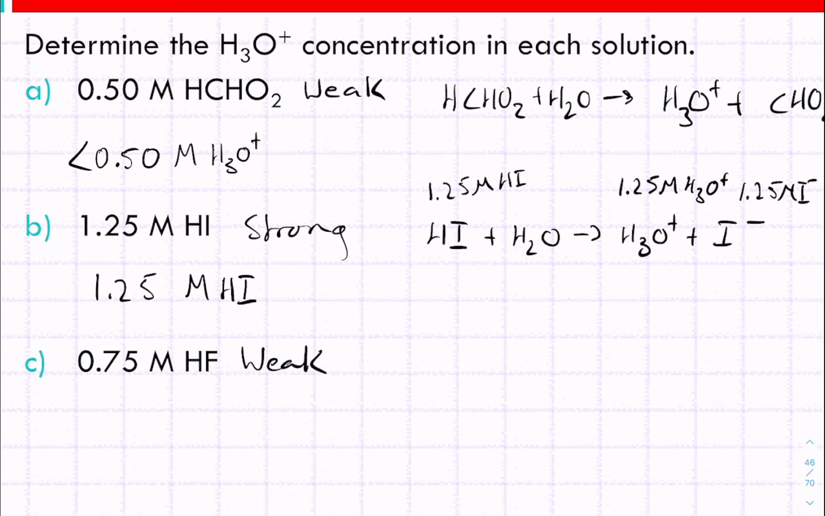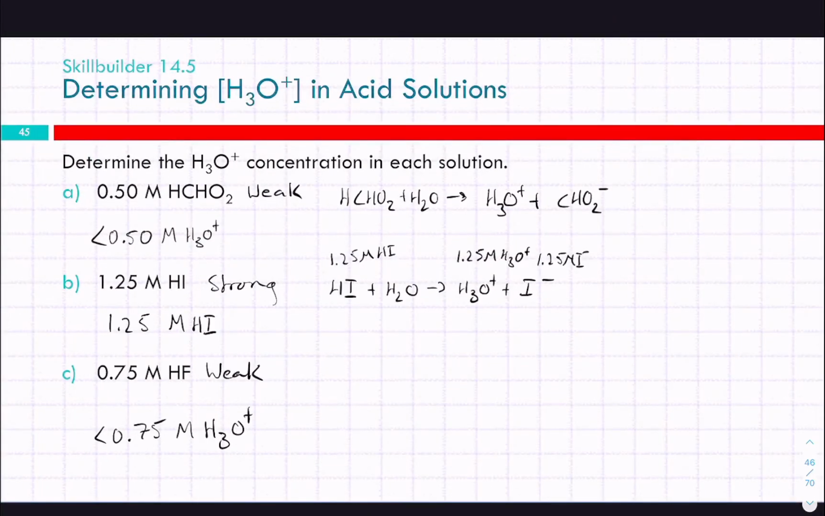Okay, so for hydrofluoric acid, we have another weak acid. So what's the concentration of the H3O plus for that weak acid? Would it be less than 0.75? And we're saying it's less because it's a weak acid, right? Yes. Okay. And obviously when it's a strong acid, that means it's ionized, so it would just be, like for B, the same as the concentration of acid that you had. Okay.